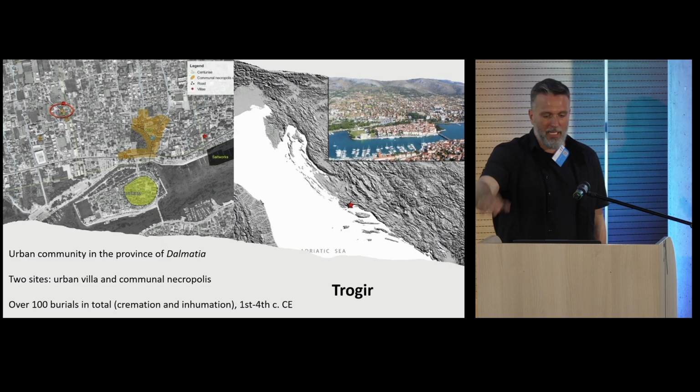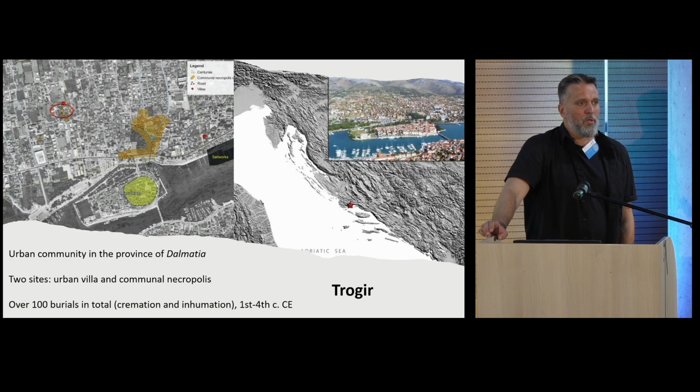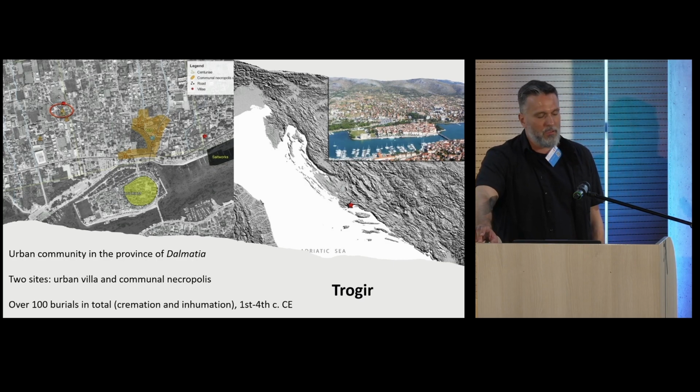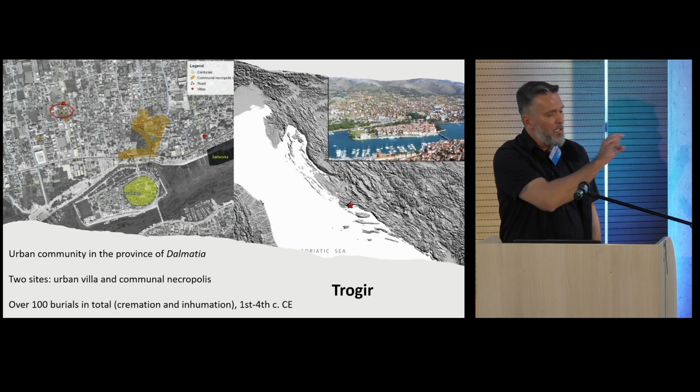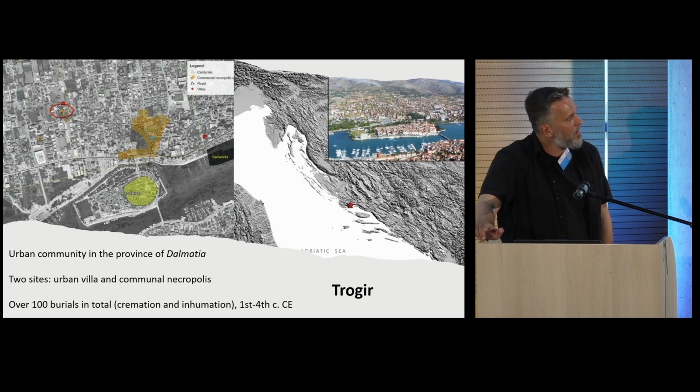Moving from the inland to the eastern Adriatic coast, to the Roman province of Dalmatia, the town of Trogir, Hellenistic Tragurion, Roman-period Tragurium. Today it is an urban community; in Roman times it was an urban community in the province of Dalmatia, very close to the capital of the province, Salona. This is the modern town, and the antique, Roman-period settlement was located on this island. In yellow, along the road to Salona, was the communal necropolis, and in the red circle was an urban villa.